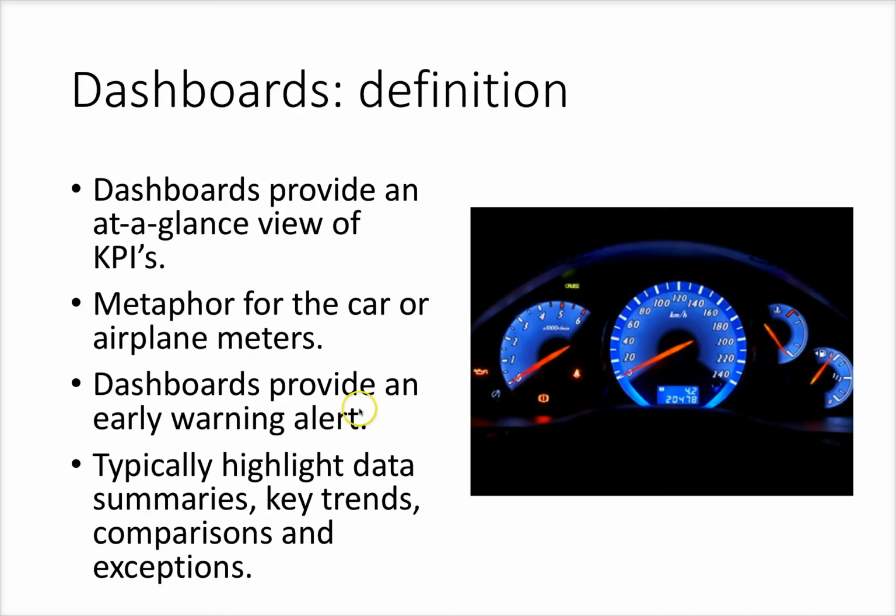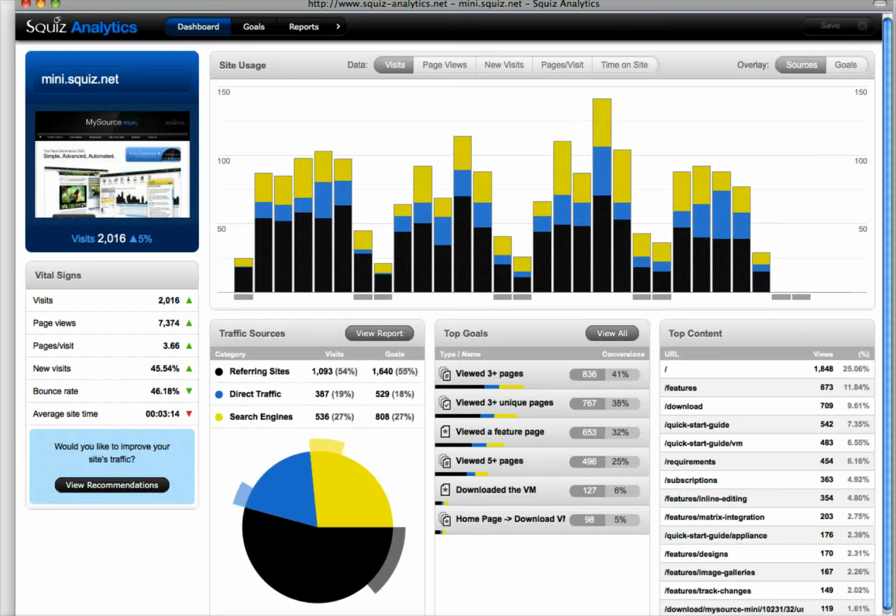Dashboards provide an early warning alert, and again, depending on how early the warning is given, is how we build these metrics, what KPIs we use. So we want to use more lead metrics that are consequential for the future. And typically they highlight data, summaries, key trends, comparisons, and exceptions.